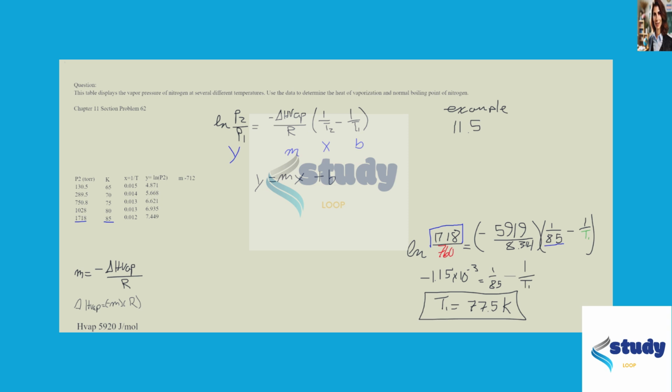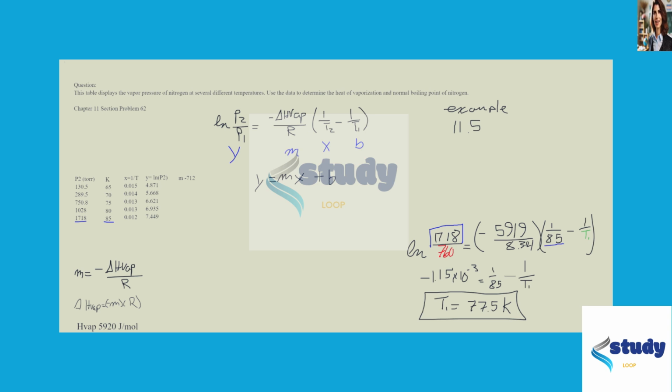Okay, I solved here. If we take the natural log of 1718 over 760, that's going to give us negative 1.15 times 10 to the minus 3, after it has been divided by minus 5919 divided by 8.314. So when you solve this first math equation, that's going to be equal to 1 over 85 minus 1 over T1. Flip that, rearrange it, and here you go.